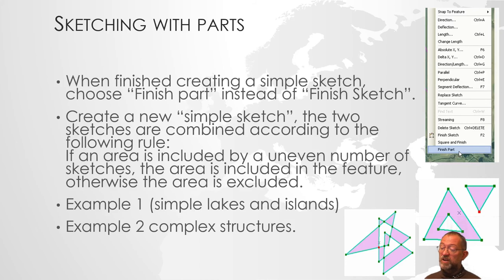So if you do something really complex, such as this thing down here, with lots of them on top of each other, then at this location we have 1, 2, 3 sketches, and that's an uneven number, so therefore we have an object. While here we only have 2 sketches on top of each other, so it's an even number, and therefore there's a hole. So you can draw those parts on top of each other into really large complexity, but typically you only need to draw an object and the hole inside the object, or 2 objects or areas next to each other that represent one object.